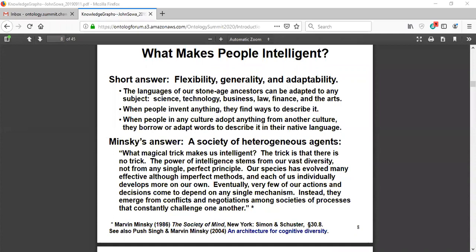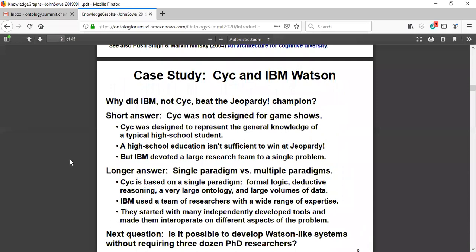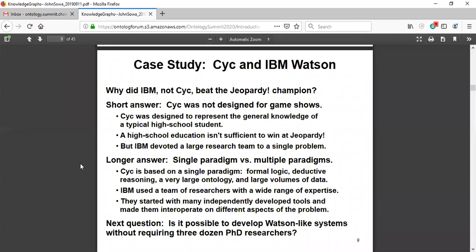Now, here's a case study of PSYCH and IBM Watson. The question is, why did IBM, not PSYCH, beat the Jeopardy champion? Because PSYCH had been starting from 1984, and by 2004, they had that very large ontology, and you would imagine that that would be a good basis for building something. Well, the short answer is that PSYCH was not designed for game shows. It was designed to represent the general knowledge of a typical high school student. Well, it actually didn't get to that level, but that was their hope.